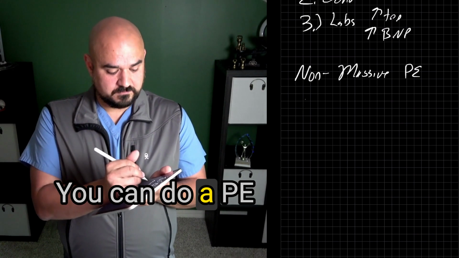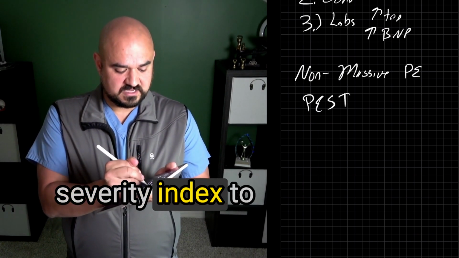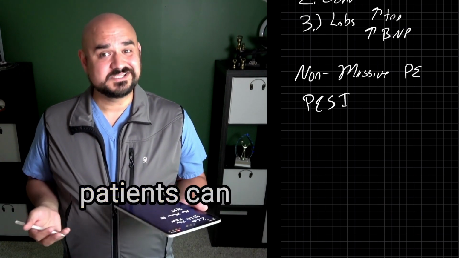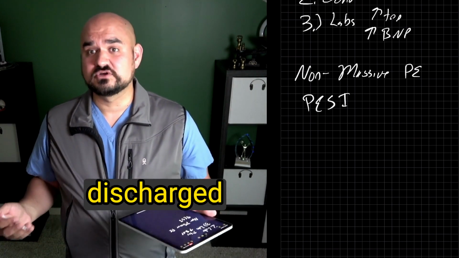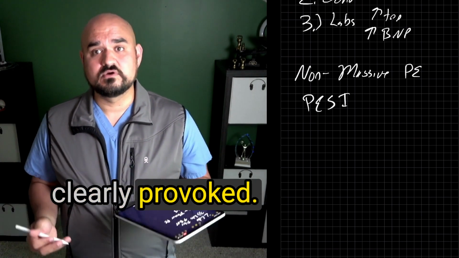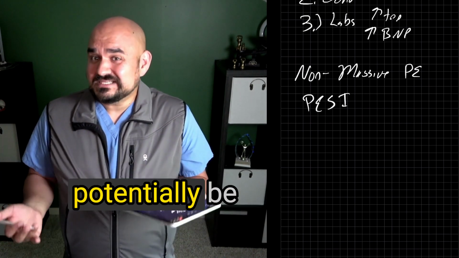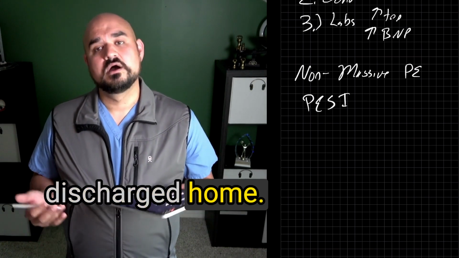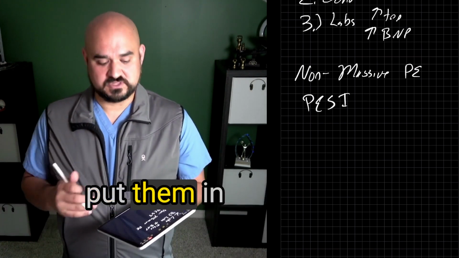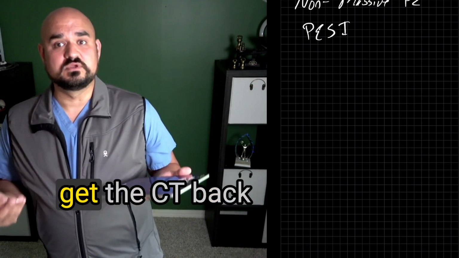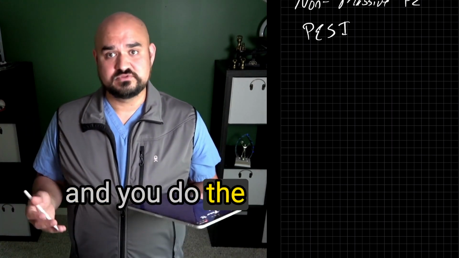You can do a PE severity index to further evaluate your patient. Talk to your attending. Some of these patients can actually be discharged home. If it was clearly provoked, you have a low PE severity index, and they have good follow-up, they can potentially be discharged home. Otherwise, you want to anticoagulate them and put them in the hospital. Those are our non-massives.